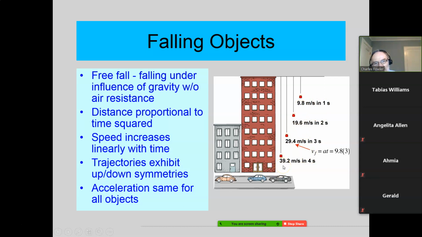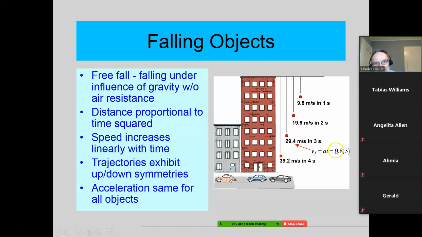4 times 9.8 is 39.2. So the speed increases linearly with time. Here's the formula for it. Final speed is equal to a times t. Speed increases linearly with time, direct proportion, proportionality constant, your a, acceleration. Usually on Earth, 9.8 meters per second squared, and that's why these things are all in meters. Multiply that by 3, and you get 29.4 meters per second.